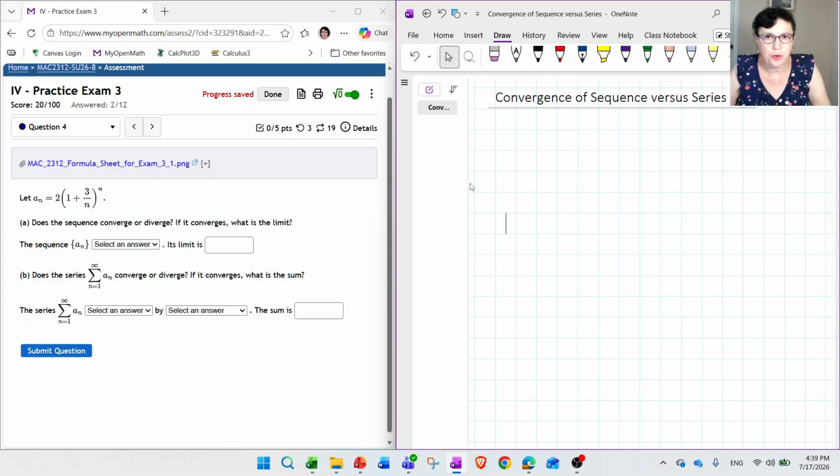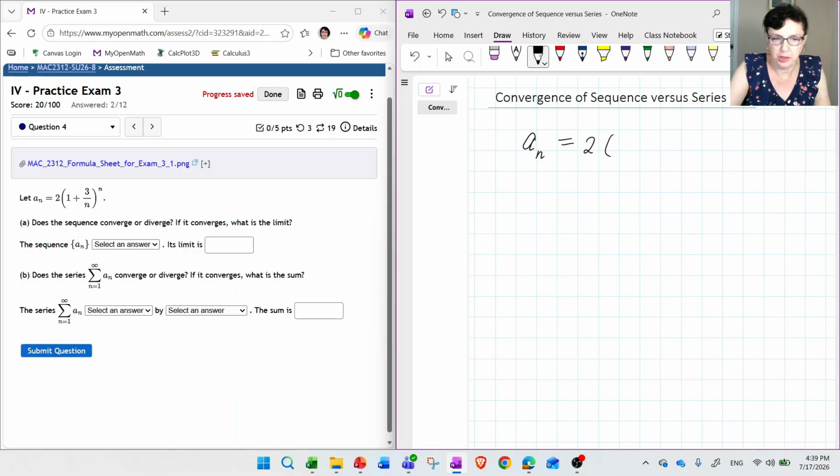Let's compare convergence of a sequence with the convergence of a series. Unfortunately, a lot of students mix them up. And we're going to do that using the following sequence. So we have a sequence of numbers a sub n equal to 2 multiplied by (1 plus 3 divided by n) to the power n.